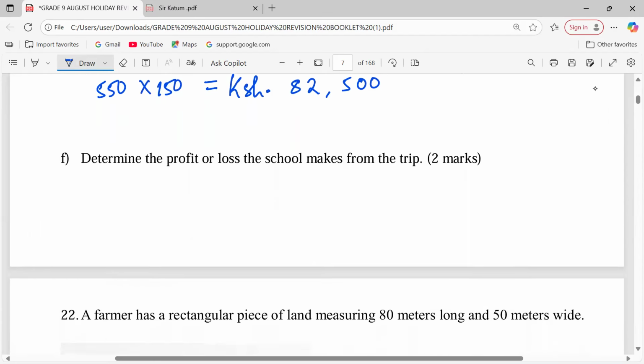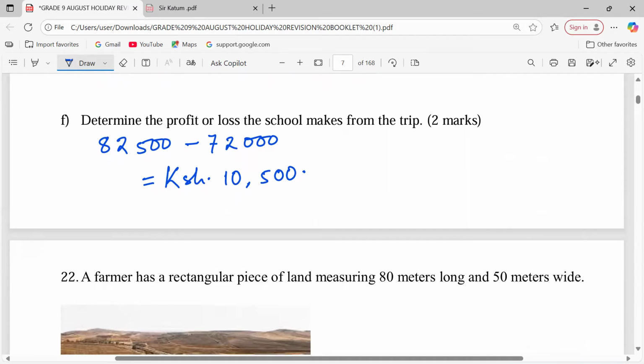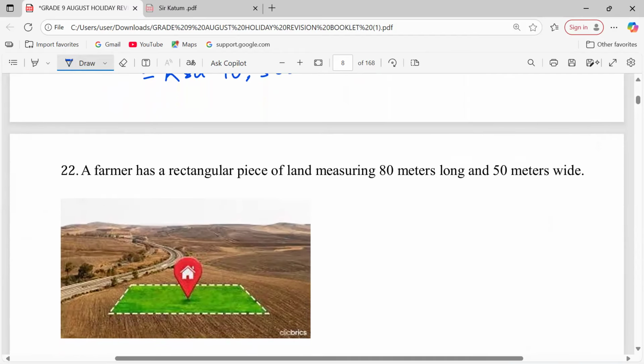82,500. Then in part F, determine the profit or loss the school makes from the trip. So the school is going to collect 82,500 and it's going to spend 72,000. So it shall make a profit of 10,500. So that is it.